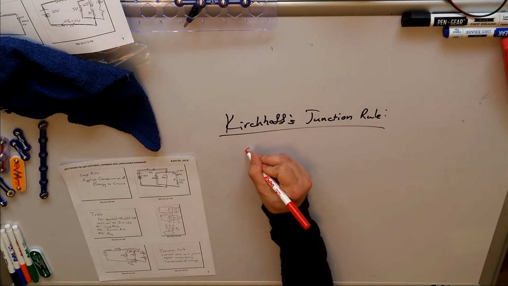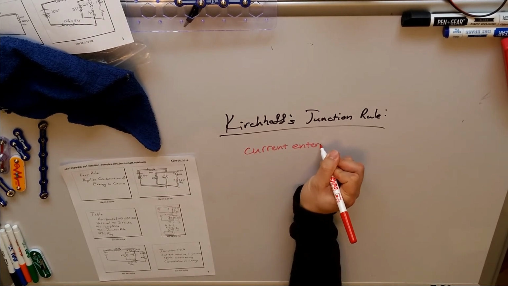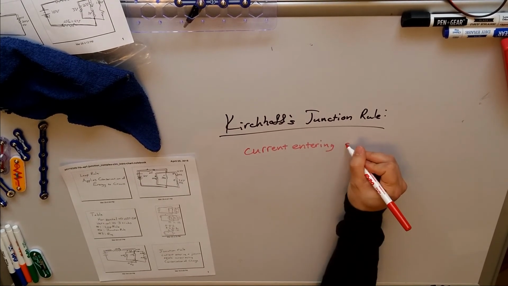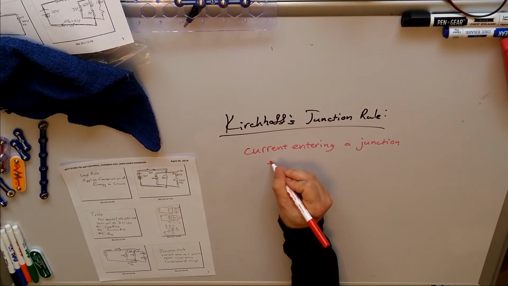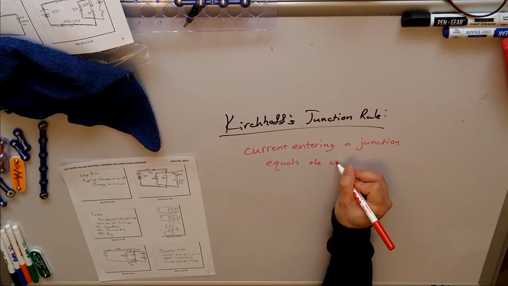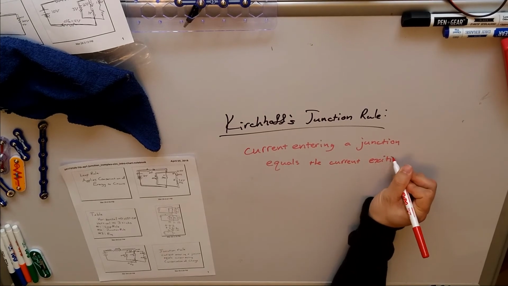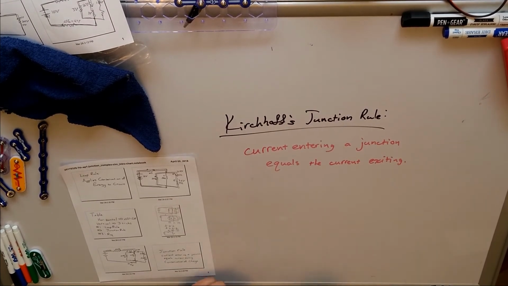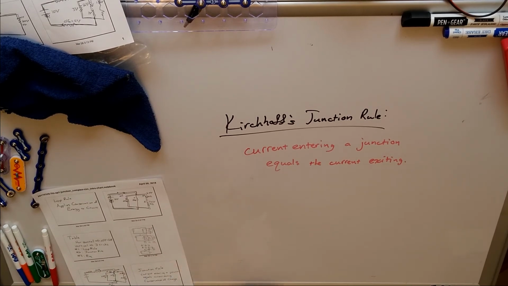So junction rule basically says that the current entering a junction equals the current exiting that junction. Great. Basically, this one won't take us long to take a look at.